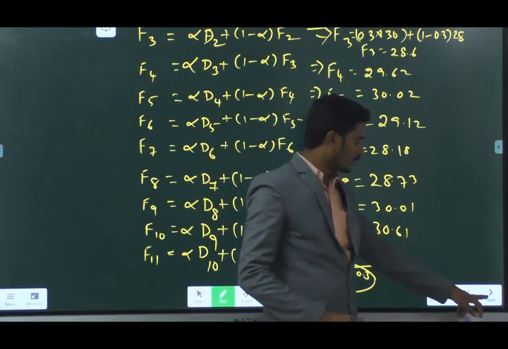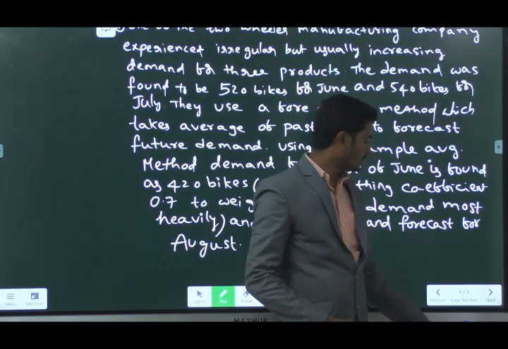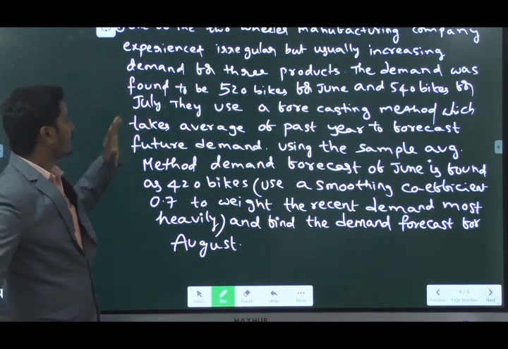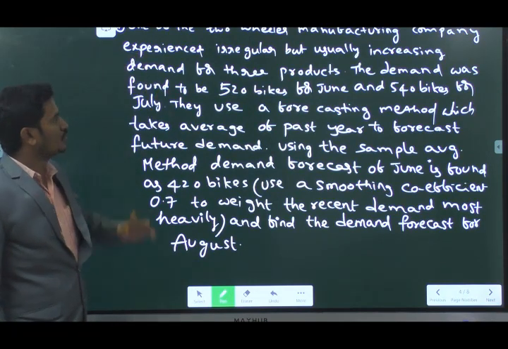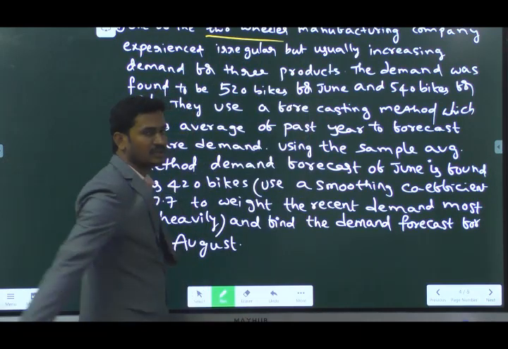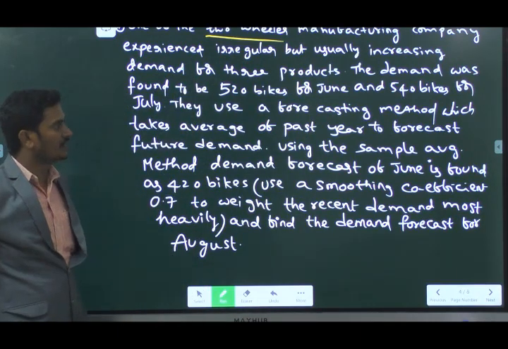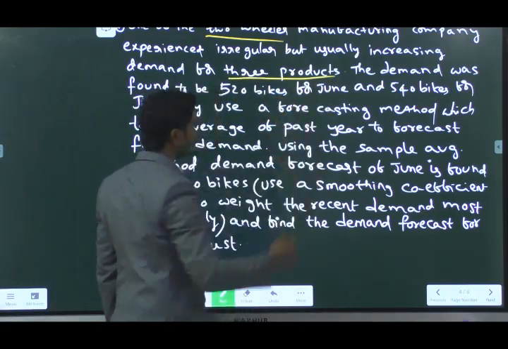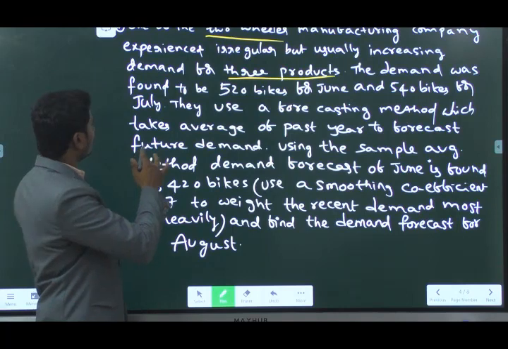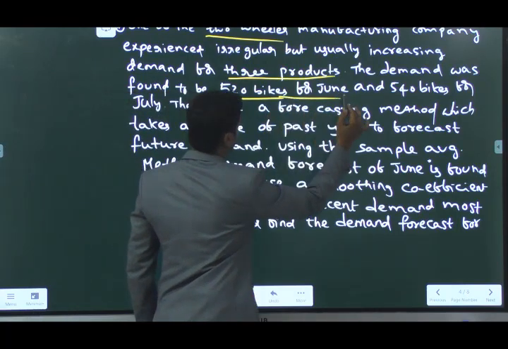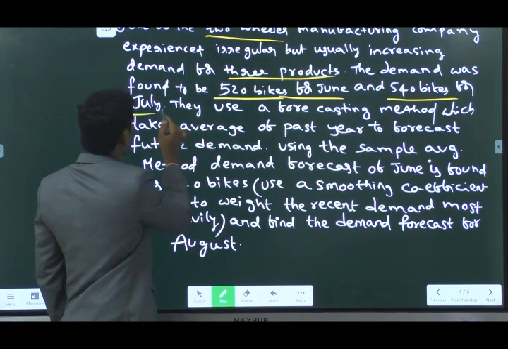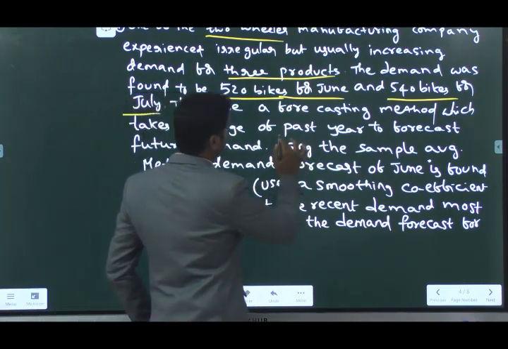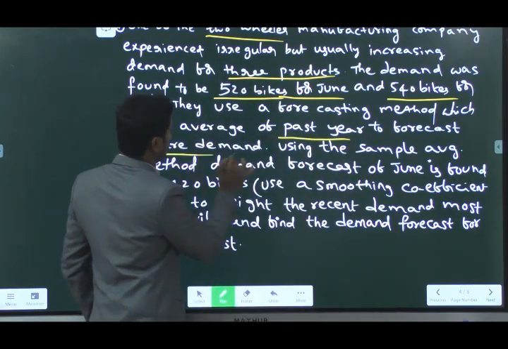Next, coming to another model of the exponential smoothing method. Here I would like to explain the problem by taking an example. One of the two-wheeler manufacturing companies experienced irregular but usually increasing demand for three products. The demand was found to be 520 bikes for June and 540 bikes for July. They use a forecasting method which takes the average of past years to forecast future demand.